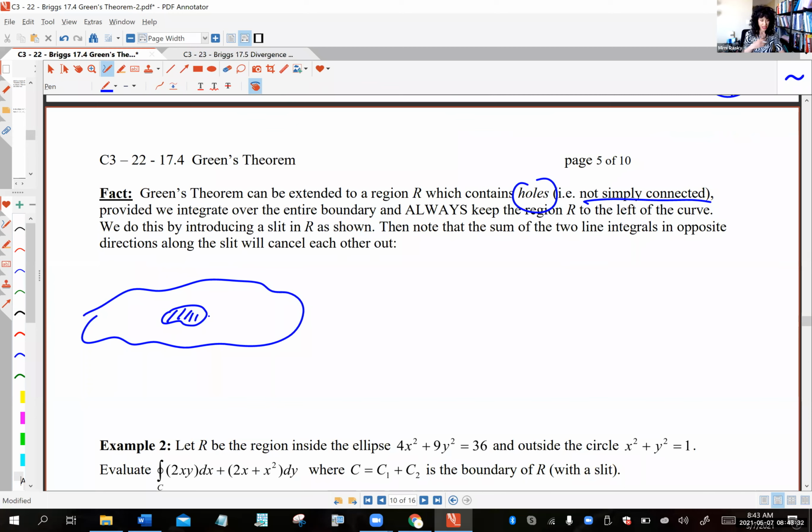How do you do that? So the idea is you grab a knife and you cut a slit into your region right there. This is called a slit. Okay, you cut. Well, then what? Here's your starting point, and you're going to go around the outer boundary of your region, and we'll call that C1, in the counterclockwise direction.